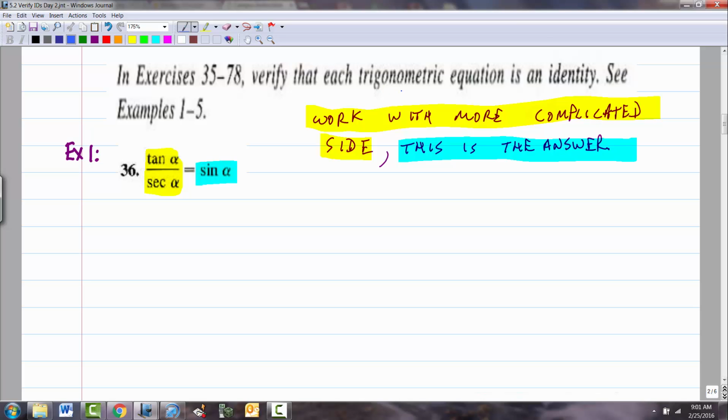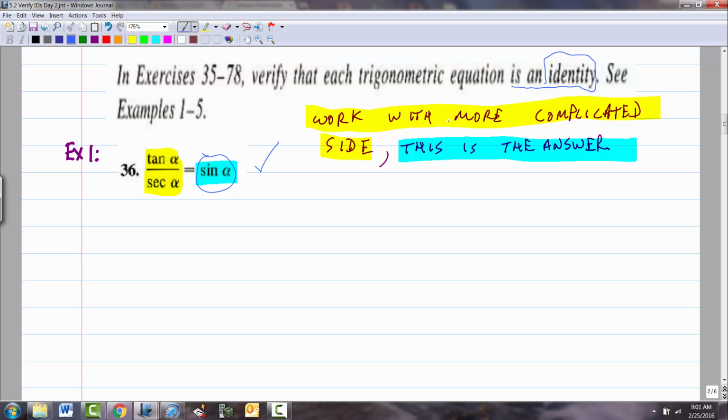Verify that each trig equation is an identity. What this means is this is true. They're not cheating you. They're not trying to trick you. So guess what? First of all, what looks more complicated, the left or the right side? So the right side is sine of alpha. It's all about you proving that it's sine of alpha by showing your work. Do you get it? So that's why this is better than 5.1 where it just said simplify, and then you didn't know when you were done.